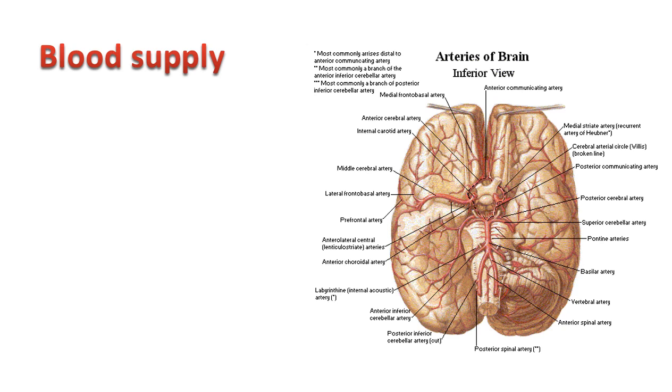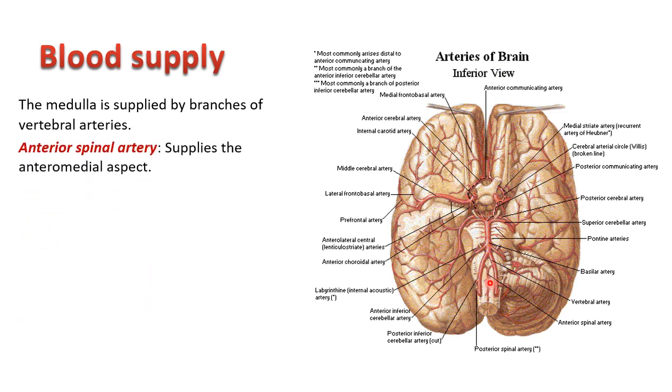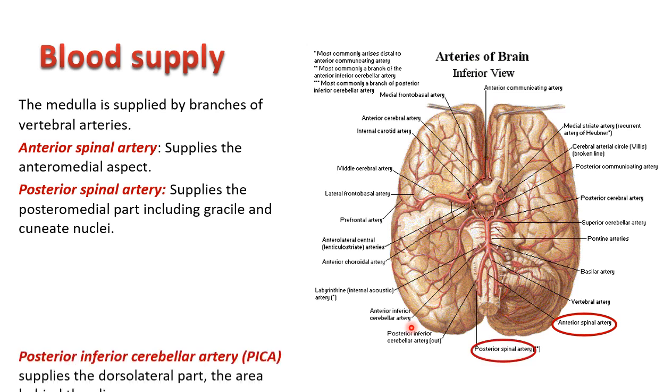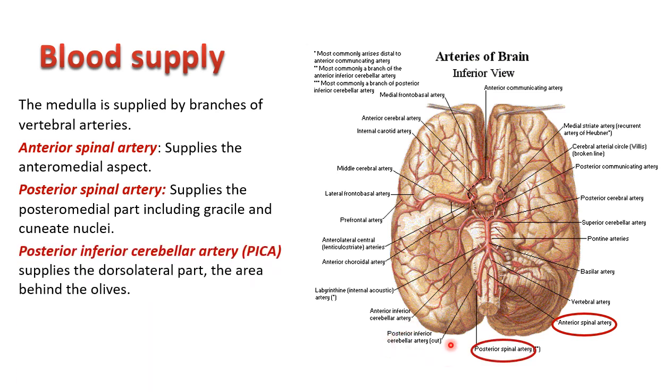So blood supply: mainly the vertebral artery unites to form the anterior spinal artery. So there are branches from the anterior spinal artery, and then posteriorly again from the vertebral artery, the posterior spinal artery. Apart from that we have two other arteries. One is the posterior inferior cerebellar artery. The anterior spinal artery mainly supplies the anteromedial aspect. The posterior spinal artery supplies the area including the gracile and cuneate nucleus.